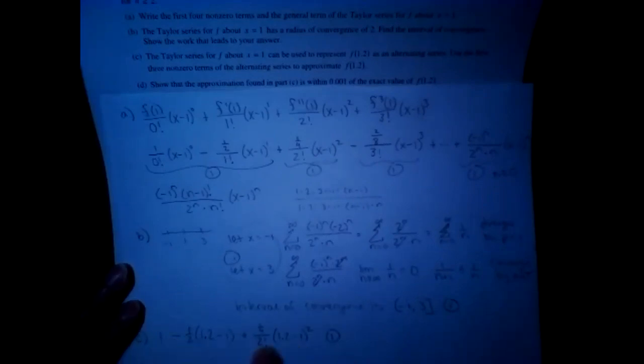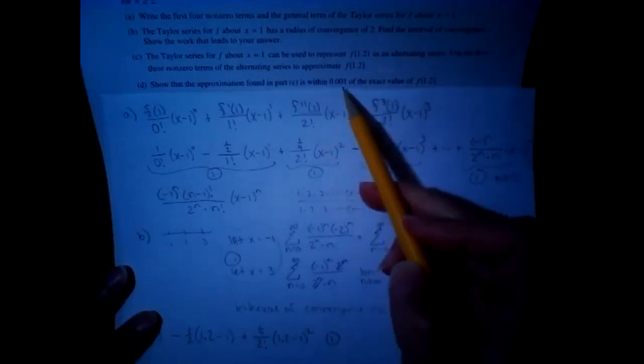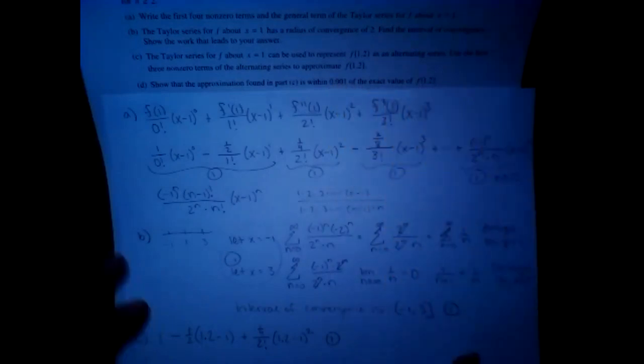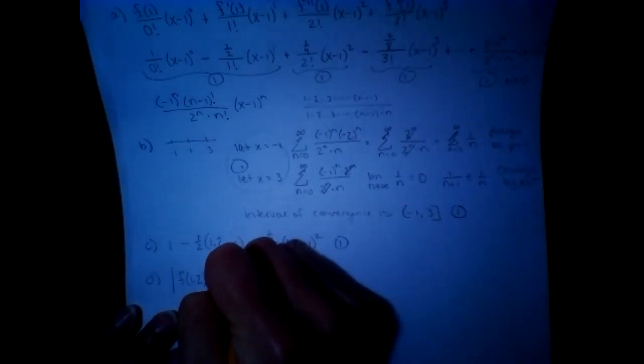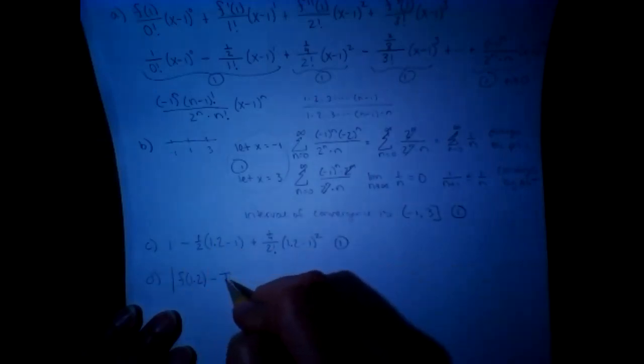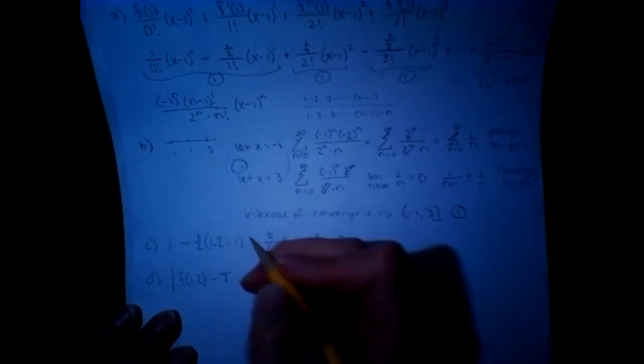All right, and then part D, show that that approximation that we just found, this here, is within 0.001. So that's 1/1000th of the exact value. All right, so this is your alternating series error. So your absolute value, it's the error of the actual value, the difference between that and the approximation. So this was, usually they put P for polynomial. I think on the answer key, they put T for a Taylor polynomial. If you put a P there for polynomial, whatever, you can put whatever letter you want.